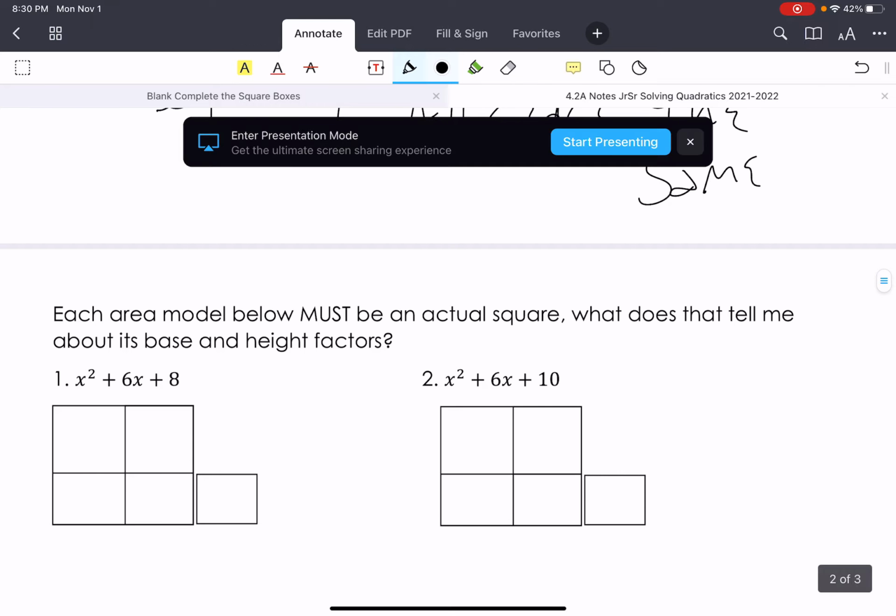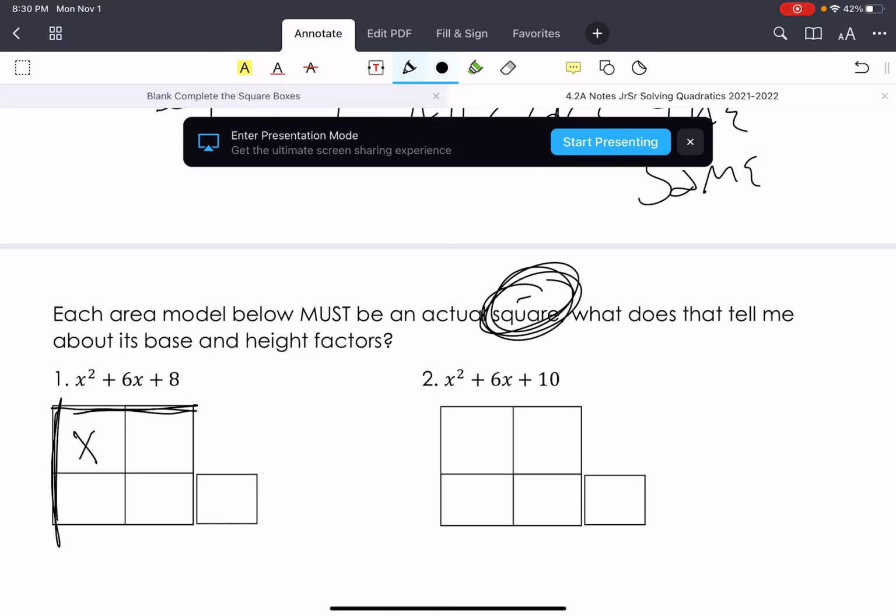So each area model, which just means box method, must be an actual square. So remember, that means that both parentheses here and here have to be the same, okay? Now, that's what that tells me about its base and its height factors. They have to be the same, okay?